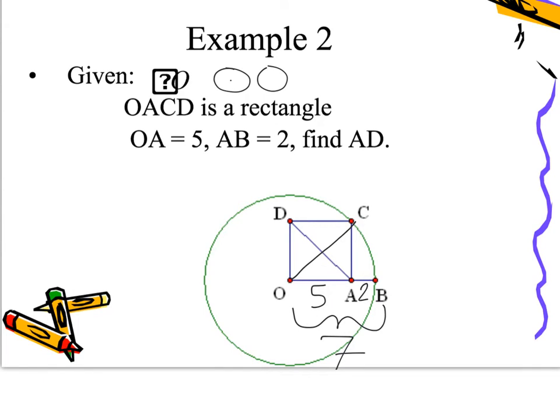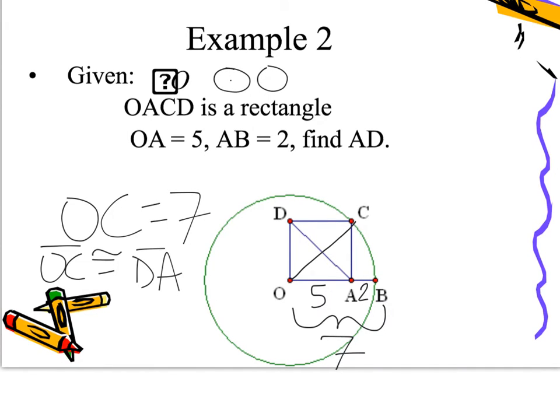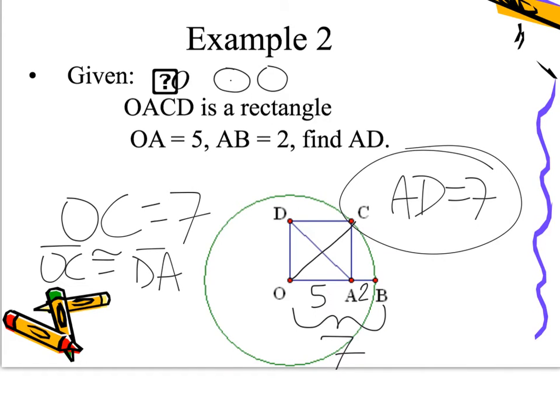And I know in a circle, all radii are congruent, so that would have to mean that OC equals 7, right? Because it's a radius. OB is a radius, OC is a radius, so they're 7. And since OC is congruent to DA, I know that their lengths are the same as well. So, or AD, I guess. AD equals 7 then. Perfect. So not only did I use radii are congruent, I also used the diagonals of a rectangle are congruent as well.